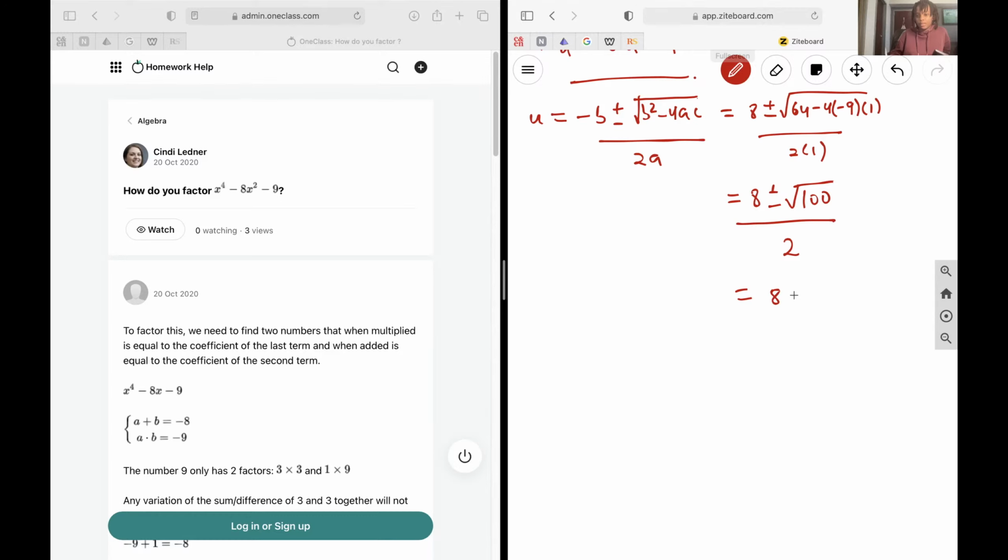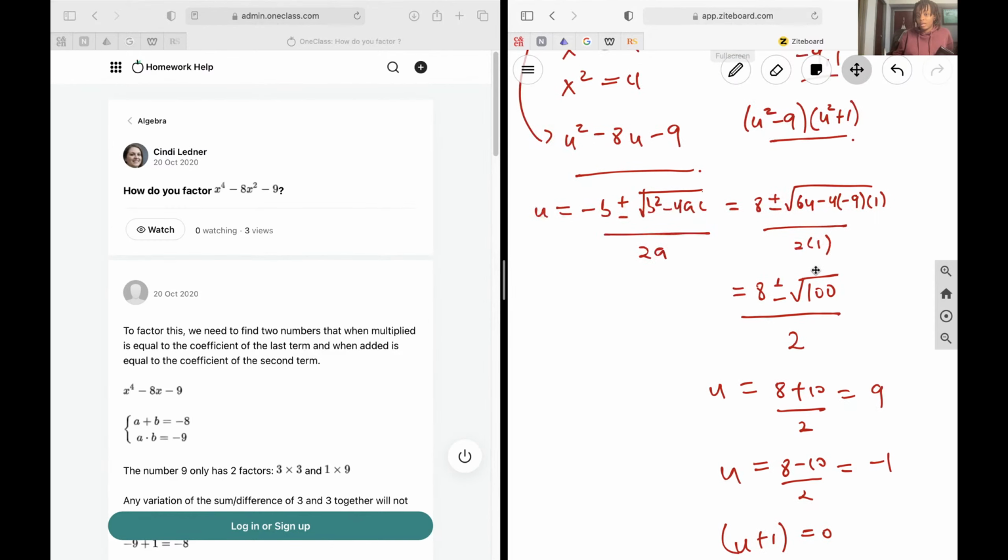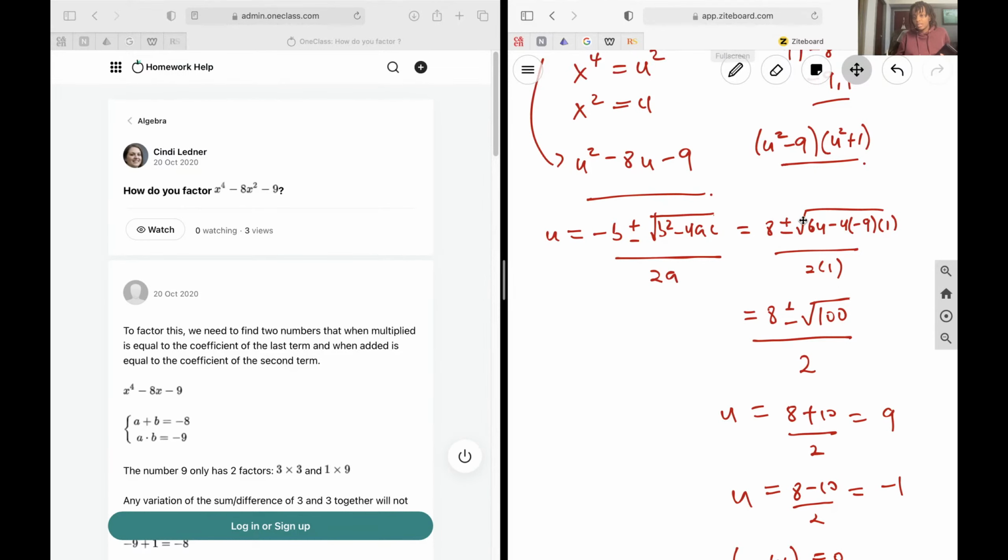This will become 8 plus 10 over 2, so 18 over 2, which is 9. Or 8 minus 10 over 2, which is -2 over 2, which is -1. So I have the two solutions, u equals 9 and u equals -1. When I isolate the 0 to one side, I get u plus 1 equals 0 and u minus 9 equals 0, which is exactly what I got using the product sum method.